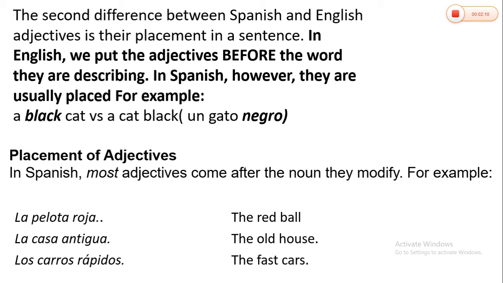Placement of adjectives. In Spanish, most adjectives come after the noun they modify. For example, la pelota roja, the red ball. So roja is red, pelota is ball. La casa antigua, the old house. House is casa, and the adjective old is antigua, which comes after the noun. Los carros rápidos, the fast cars. Cars are carros. Fast is rápidos, and rápidos is an adjective.